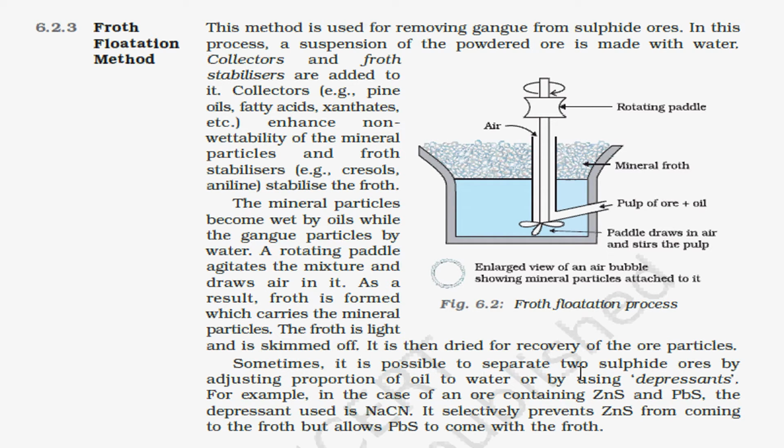Sometimes it is possible to separate two sulfide ores by adjusting proportion of the oil to water or by using depressants. Now, a depressant is a substance that selectively prevents one of the ores from entering the froth. For example, in the case of an ore containing ZnS and PbS, the depressant used is NaCN. Remember, this is an important one mark question. It selectively prevents ZnS from coming to the froth but allows PbS to come with the froth.